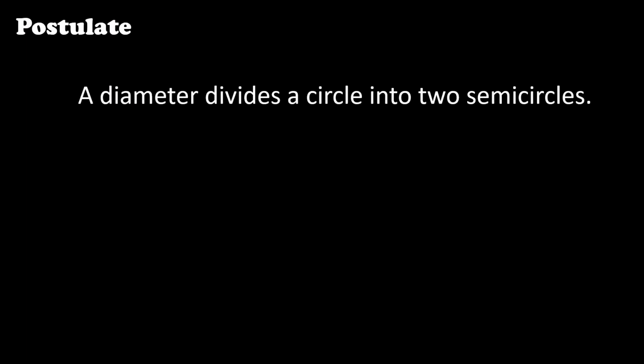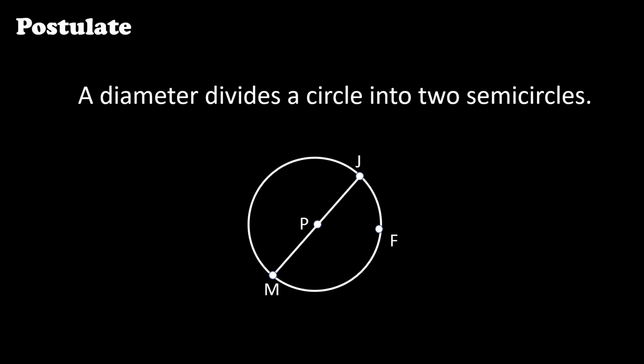Next, we have this postulate. A diameter divides a circle into two semicircles. In the figure, we have circle P with diameter JM. Hence, diameter JM divides circle P into two semicircles, which are semicircle JM and semicircle JFM.